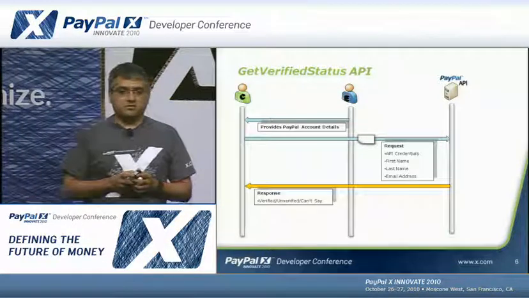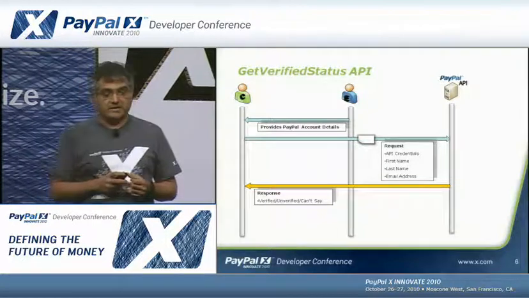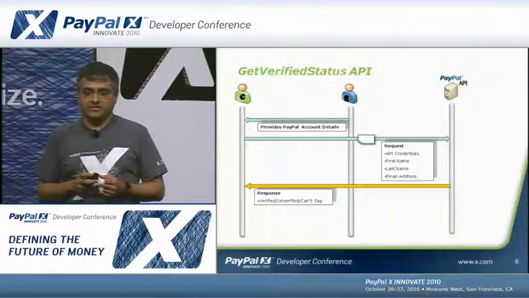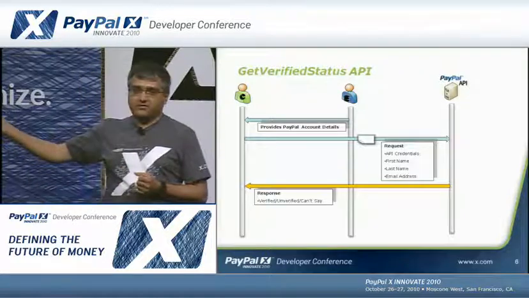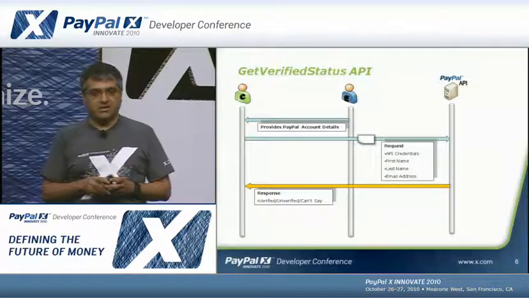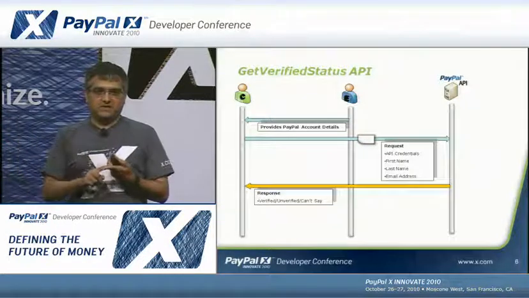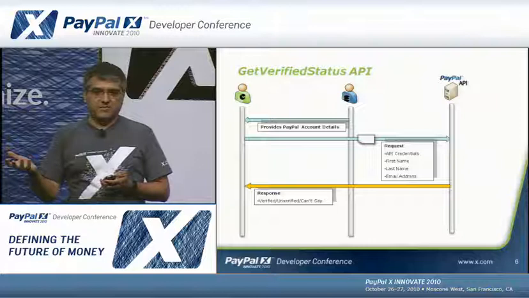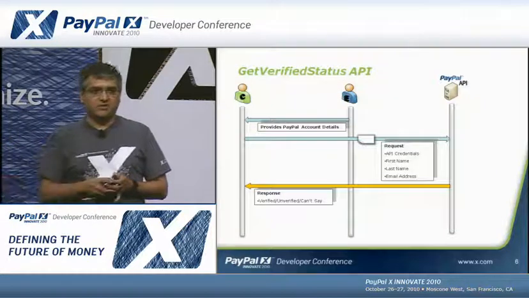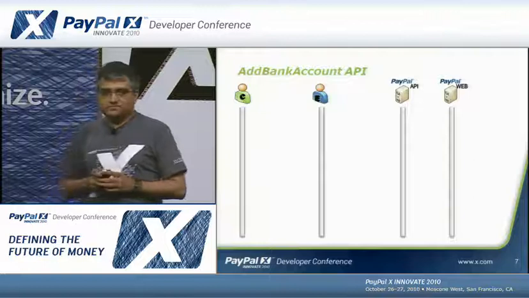In response, you'll get one of 3 things. You'll get whether the account is PayPal verified or not verified, or the can't say response, which comes back as unable to get PayPal account details. Reason being, if the first name, last name, and email address do not match a unique PayPal account, the can't say response is what you get back. And that's all there is to that API.